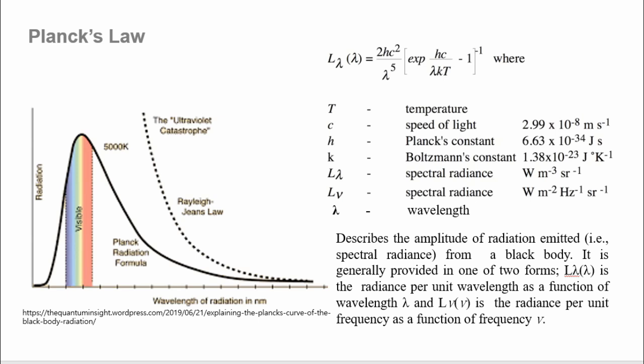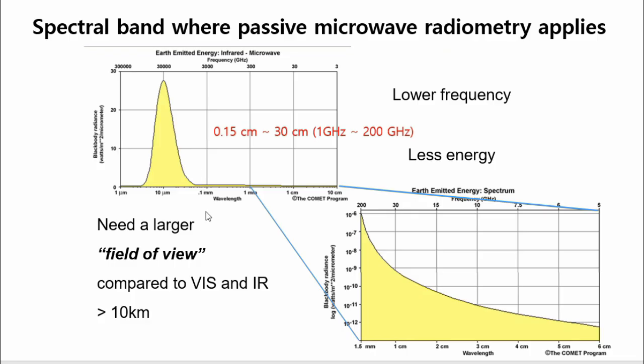But it still relies on the Planck radiation law. If the temperatures to be measured lie in the vicinity of 300 Kelvin, around the Earth's surface temperature, although this curve is for 5,000 K, the radiation of interest can be approximated by the Rayleigh-Jeans approximation, as you can see here.